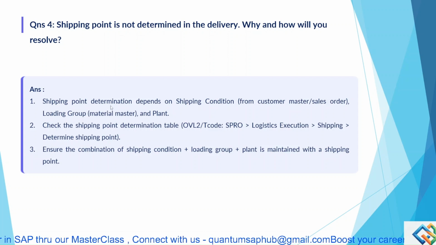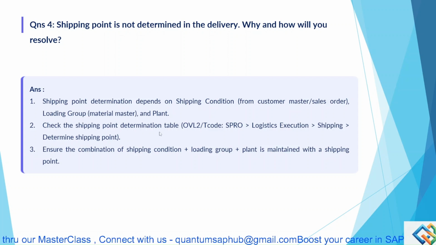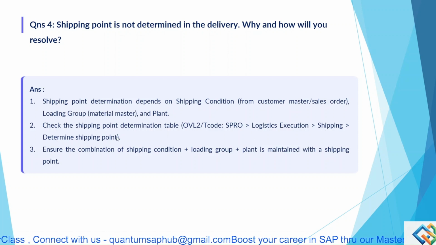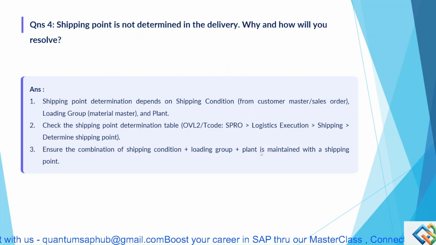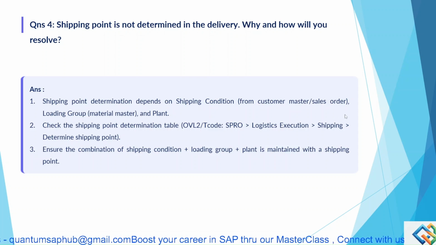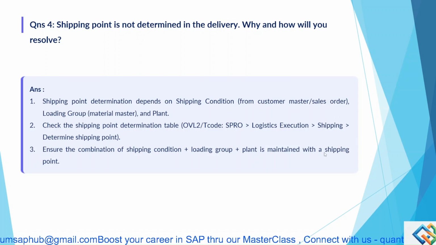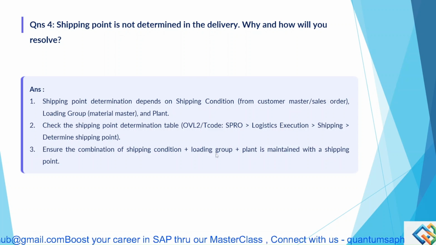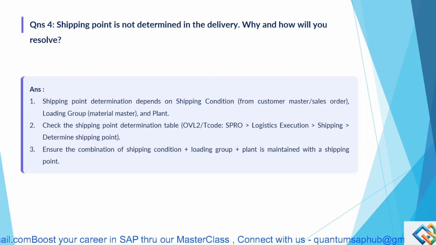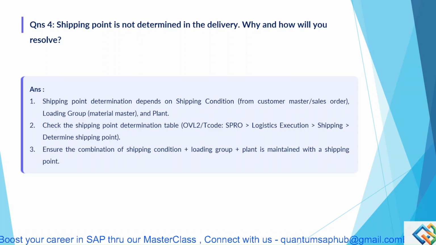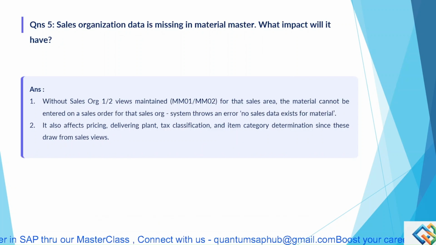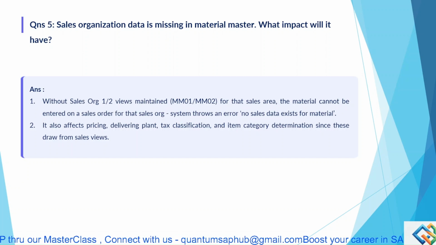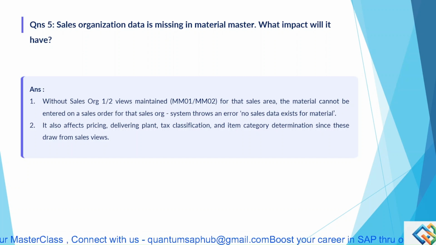So you need to go to the shipping point determination table. Either you go to the table to see, or you go to SPRO and determine the shipping point. Here you have the mapping configured. You should have the combination of shipping condition, loading group and plant, maintained with the default shipping point and manual shipping point. If those entries are not there, then your shipping point would not be determined. So when you go for delivery, it will say that no shipping point is available. Isn't it?